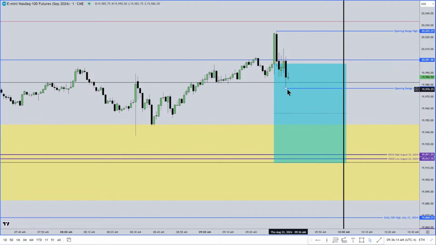So what we're looking for is in that first 10-minute interval, which is the opening range. Okay, so let's say it like this.